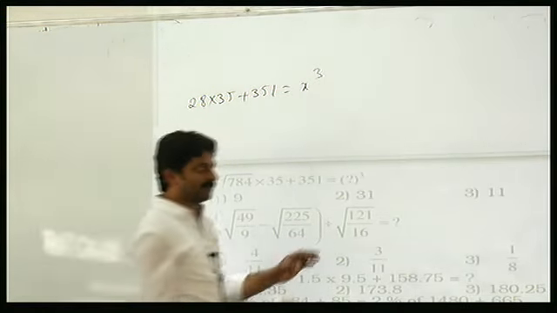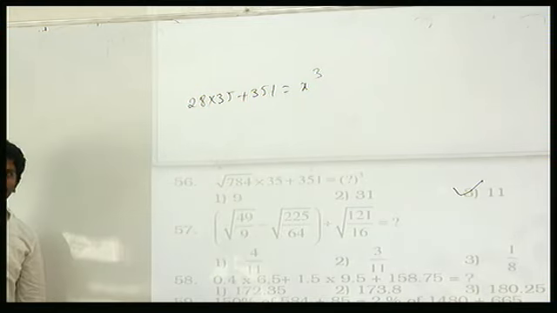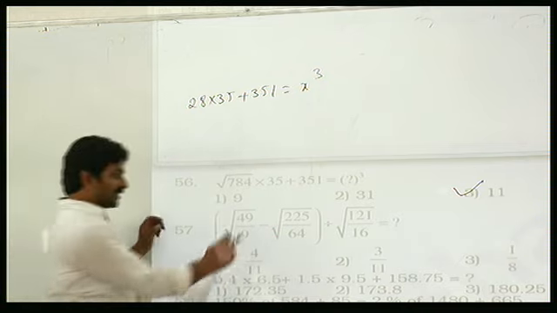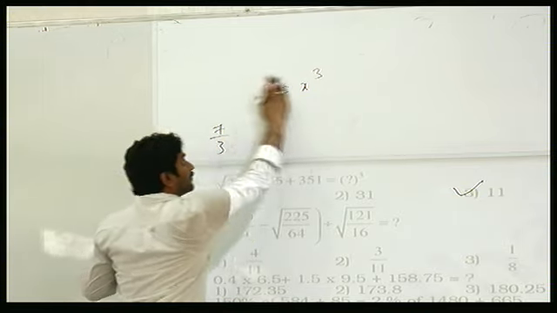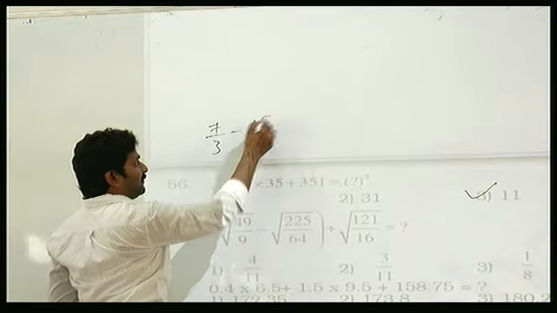11 only, right? What is the cube value which is nearby 1300? 11 cube, 1331. Need not calculate the entire value also. Don't waste your time. And how much is this? 7 by 3. And this is 15 by 8.